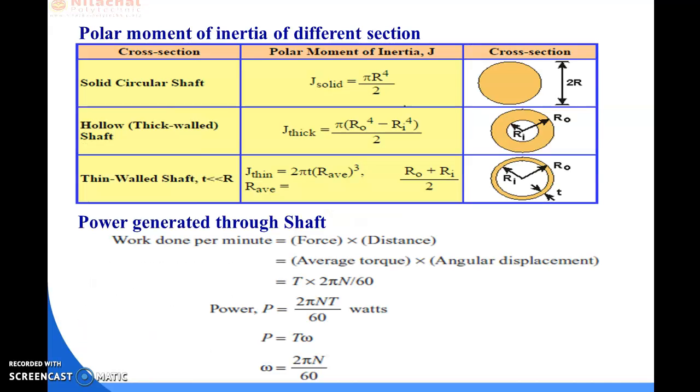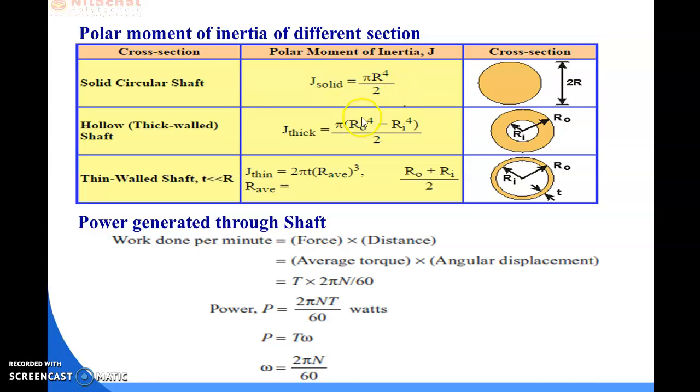Now the polar moment of inertia has some formulas according to the circular section. Here are your formulas. First of all, if the circular section is fully solid, then you can find the polar moment of inertia as pi r square by 2. So if the radius value is given, then you can use this formula.